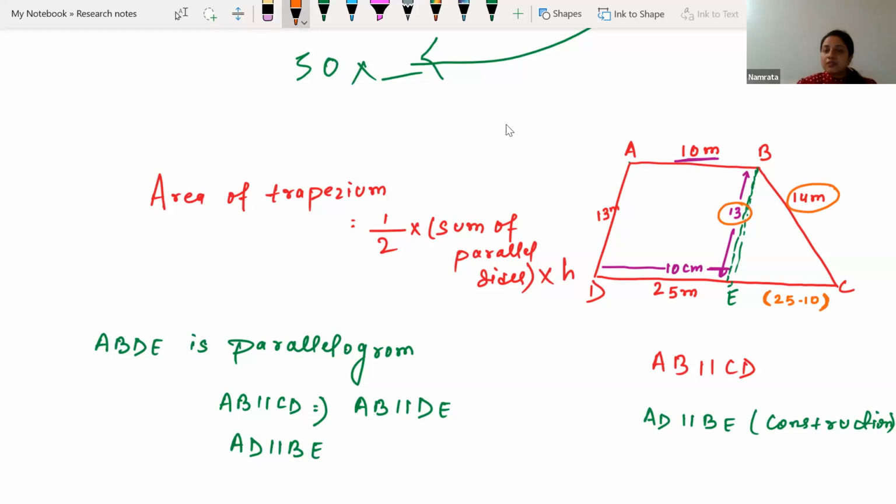The total was 25. If this much is 10, the remaining will be 25 minus 10, that is 15 meter. Yes or no? Yes, ma'am. So this much is 15 meter. Okay. Easily we will be able to find the area of this triangle.